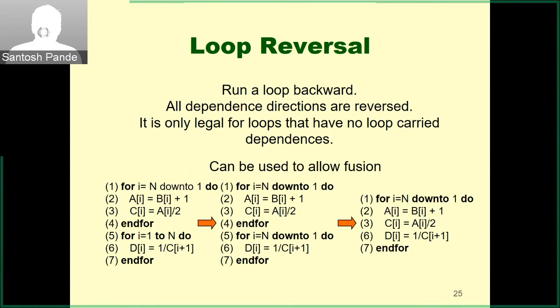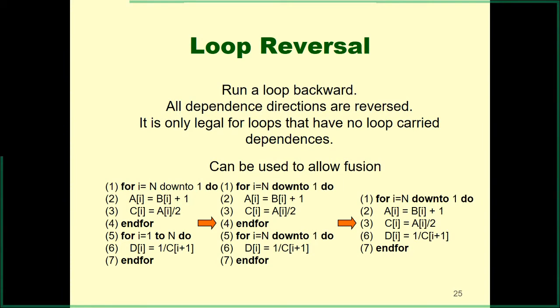So when is this legal? Of course, that's the big question. This is only legal, as you can imagine, when there is no loop carried dependence. So it's very easy to see here that we don't have any loop carried dependence. But if there were, and we reverse the direction of the index variable, an anti-dependence will get changed to a flow, and flow will get changed to an anti, and so that will be illegal.